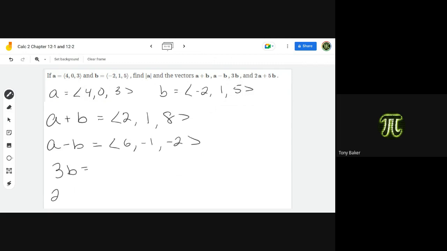All right, 3b. So this is a scalar multiple. So we're just going to multiply all the numbers by 3. So -2 times 3, 3 times 1, and 5 times 3. And that's my new vector. All right, your turn. Do 2a plus 5b.